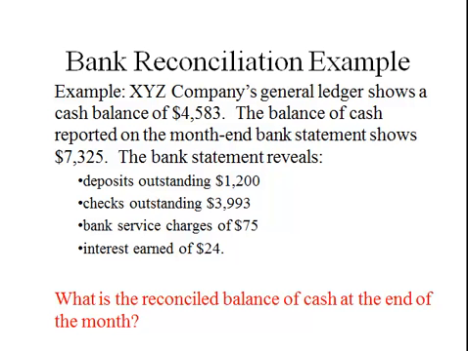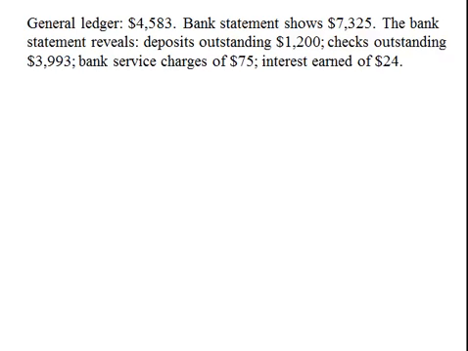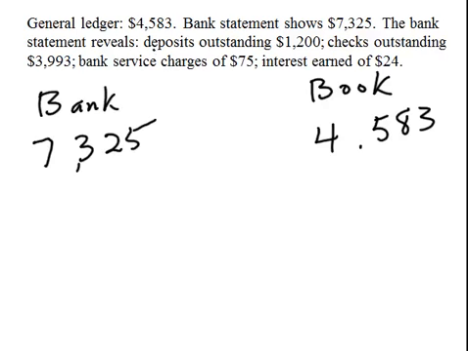Let's assume that XYZ Company's general ledger shows a cash balance of $4,583 and the bank statement we receive shows a balance of $7,325. We can't conclude that one or the other is correct without first doing a bank reconciliation. A bank reconciliation requires two columns. Deposits outstanding in the amount of $1,200 represent cash we have received and included in our books, but it has not yet been added to the bank statement.